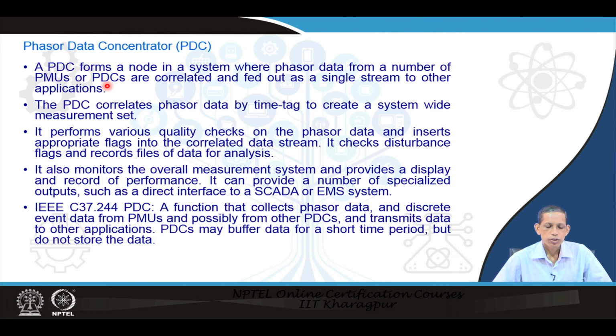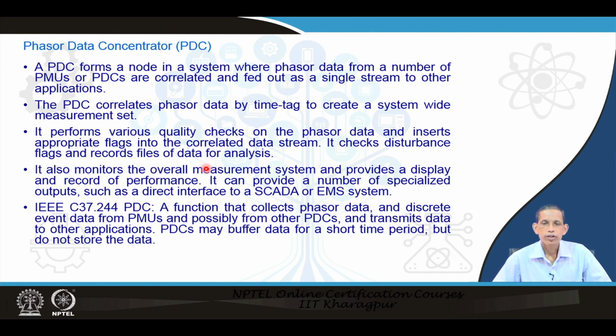A phasor data concentrator forms a node in a system where phasor data from a number of PMUs or PDCs are correlated and fed out as a single stream to other applications. If it is a PDC and has to send to the next level of PDC, it sends a single stream. The PDC correlates phasor data by time tag to create a system-wide measurement set. The time tag available with each phasor is used by the PDC to align the different phasors, so that the measurement set becomes more useful for different applications in monitoring, protection and control.